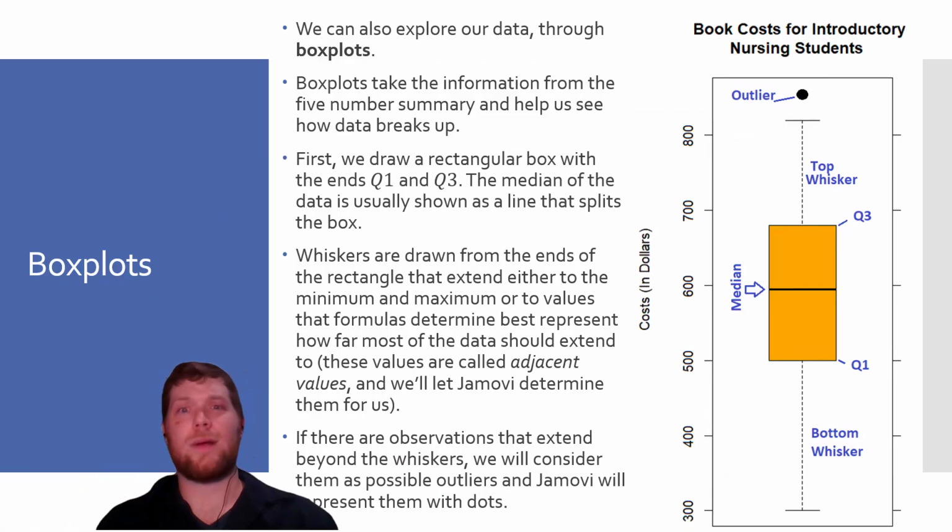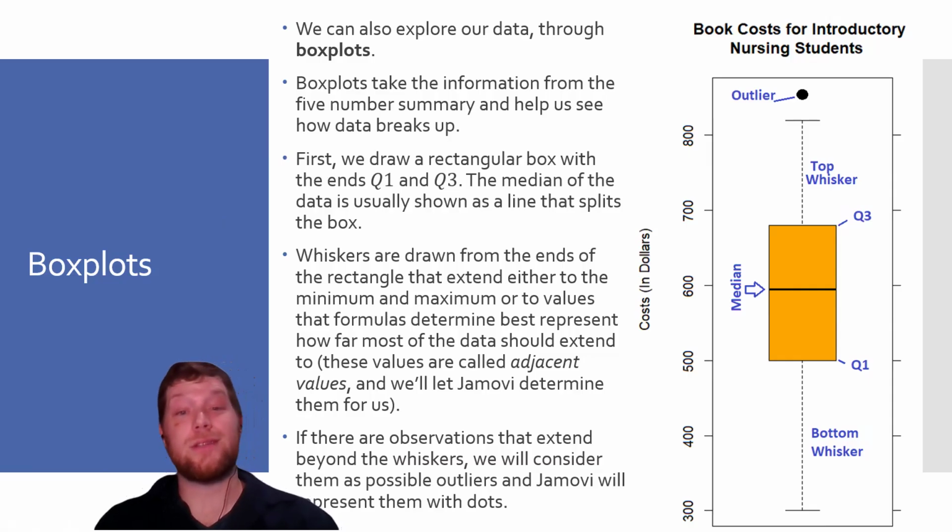First, we'll draw a rectangular box from the ends at Q1 and Q3, the first and third quartiles. The median of the data is usually shown as the line that splits up the box. Whiskers are drawn from the ends of the rectangle that extend either to the minimum and the maximum, or to values of formulas that determine the best representation of how far most of the data should extend. These are called adjacent values. We'll let Jamovi determine that for us.